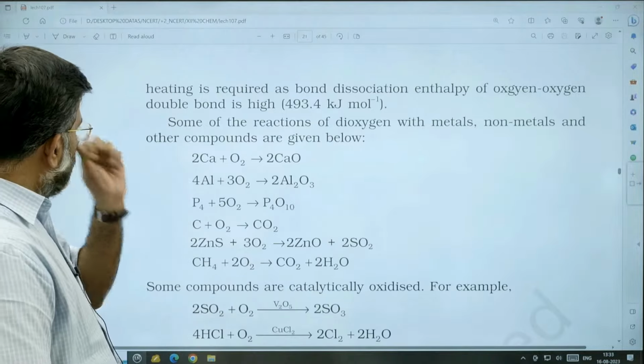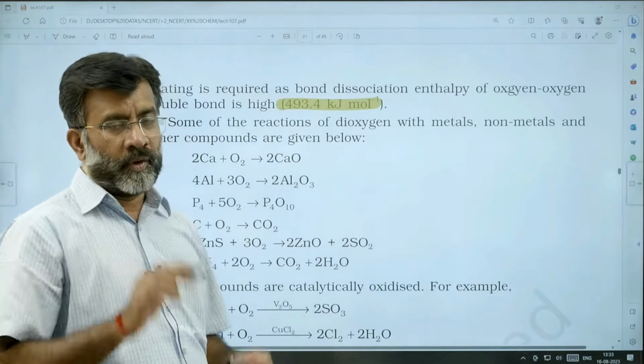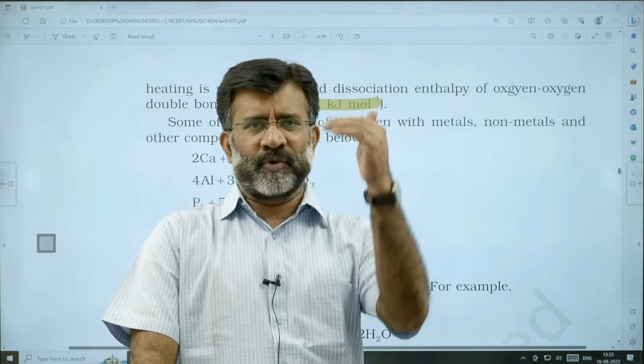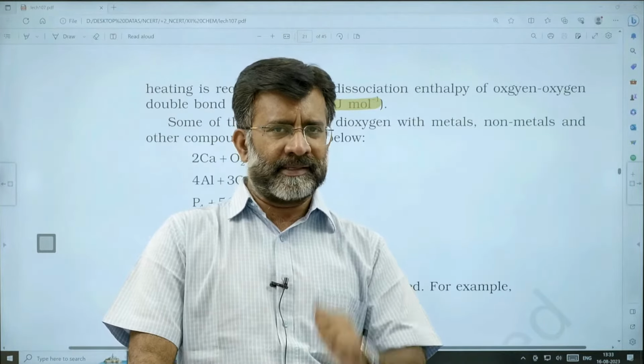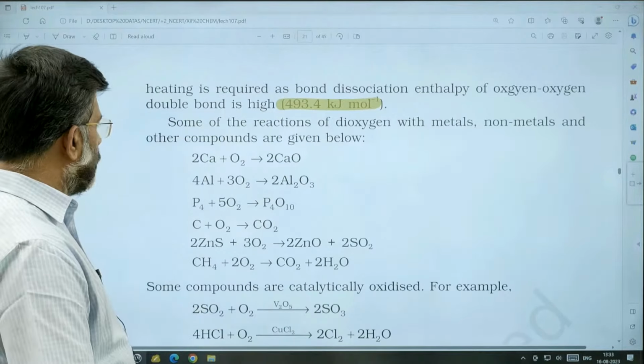You can see the bond dissociation enthalpy of O2. It is close to 500 kilojoule, which is of course much less compared to N2. For N2 it is in the 950 range. Here it is in the 500 range, 493 kilojoule.